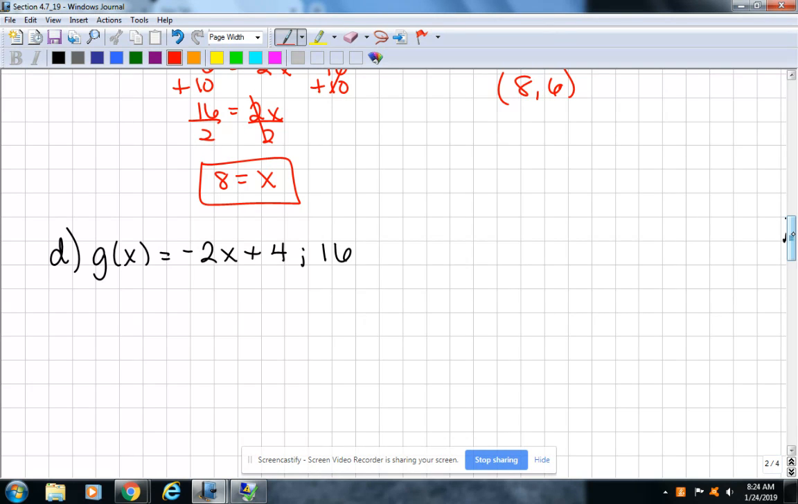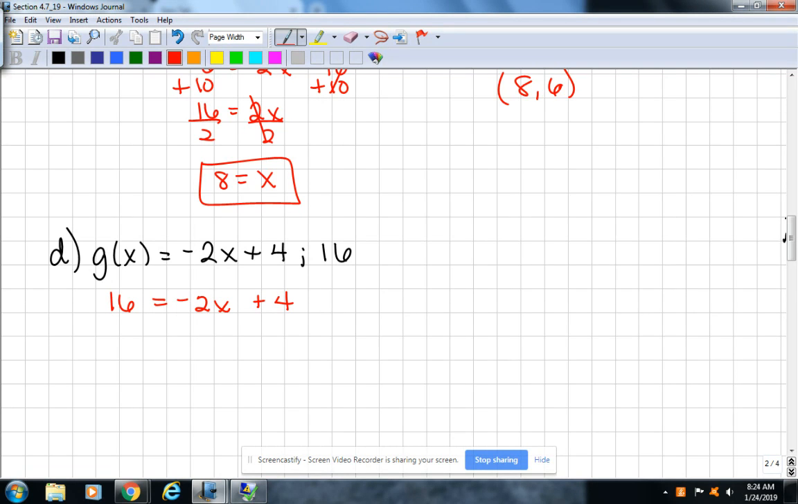So we want to solve for x so that the function equals this value. They write it with a semicolon. Y'all see that? But it's just like the problem we just worked. So we're going to plug this in the g of x slot and solve it for x. Okay? We're still solving for x. Does that make sense? All right. So 16 equals negative 2x plus 4.